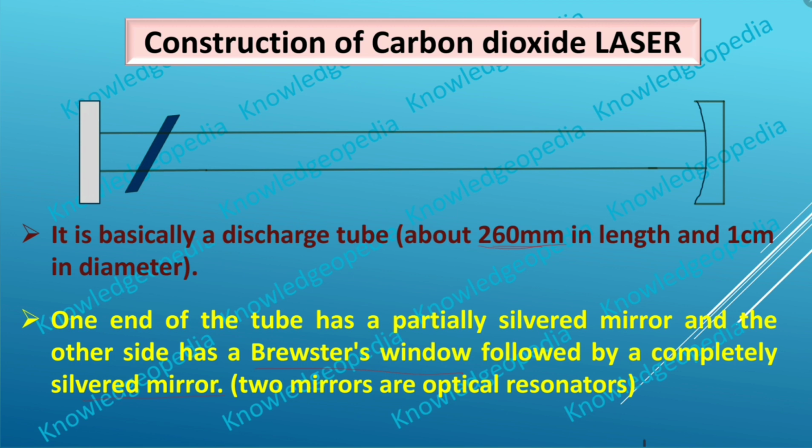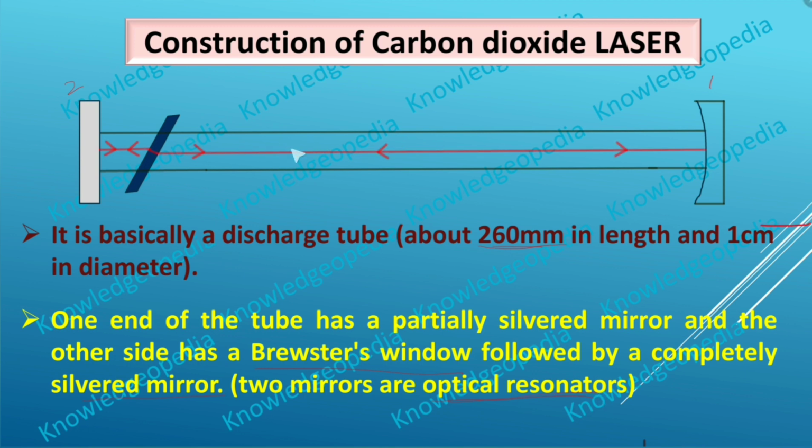The difference between these two mirrors is that this one is partially silvered, that means part of the light falling on it will get transmitted through this mirror. But this one is fully silvered, that means all the light falling on it will be reflected back from this mirror. So these two mirrors, this is the first mirror, this is the second mirror, play the role of optical resonator.